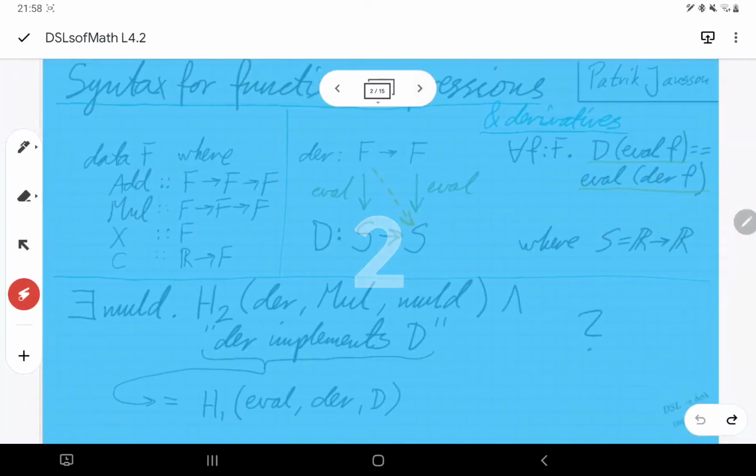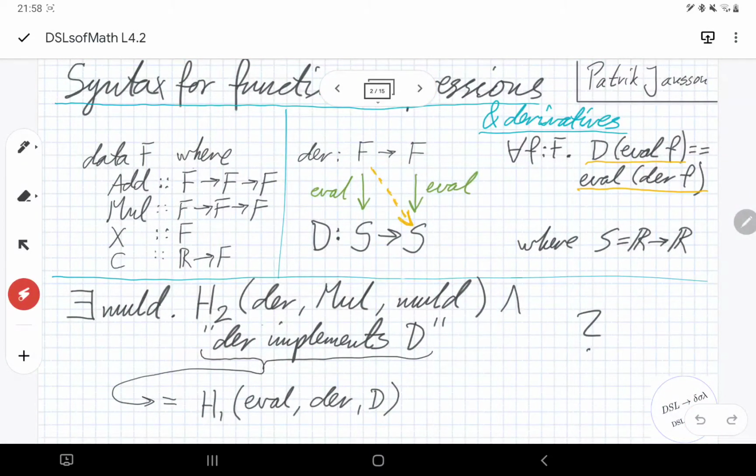Okay, let's move on. Here I'm trying to clarify the types a bit. I've first given a little diagram in the middle. The diagram says that the type of der is F to F, so FunExp to FunExp. It also says that the normal derivative D is S to S, where S is actually R to R, so real-number, one-argument real functions. Notice that this D is a higher-order function. It takes a function and returns a function.